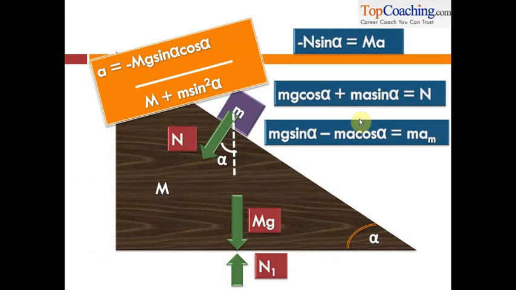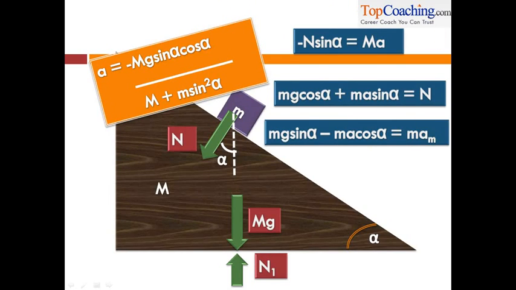When we solve all these equations, we get the value of A, the acceleration of the wedge, as this expression. It comes out to be minus capital Mg sin alpha cos alpha divided by capital M plus small m sin square alpha. This is the value of the acceleration of the wedge. The minus sign here tells us that the acceleration of the wedge is actually towards the left and not towards the right. That is obvious also because the only horizontal force on the wedge is N sin alpha, which is acting towards the left, isn't it? So obviously the wedge will get accelerated towards the left. That is why there is this negative sign in front of this expression.